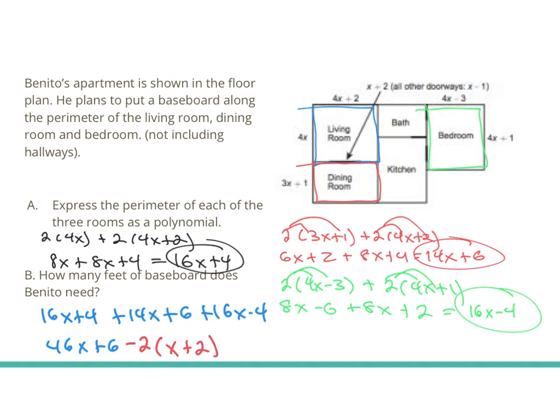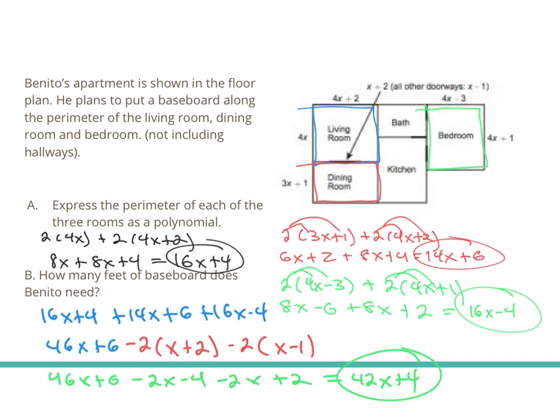We're taking that perimeter out of each room. We're also going to take out 2 times x minus 1 because the bedroom has two doors. All right, we're going to simplify this just a little bit. So we have 46x plus 6 minus 2x minus 4 minus 2x plus 2. And when I combine all my terms together there, now we get a total of 42x plus 4 as our total perimeter for baseboards needed for Benito's apartment.